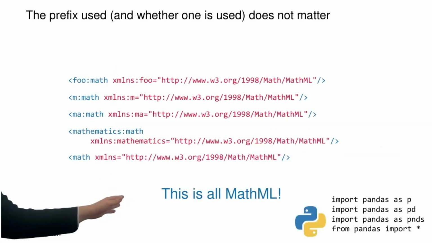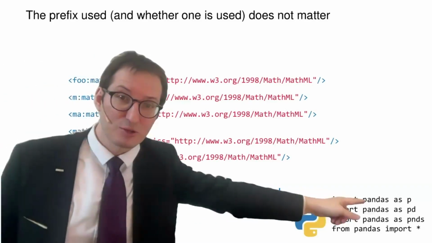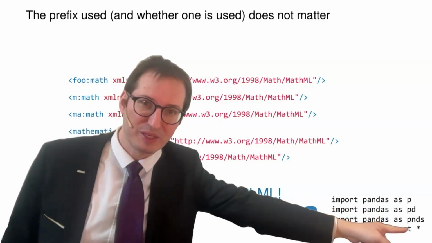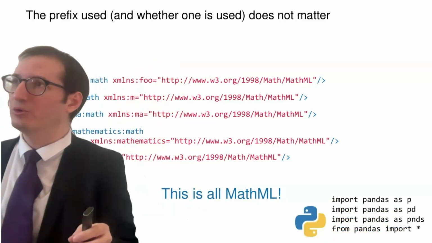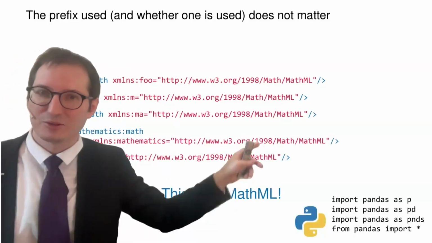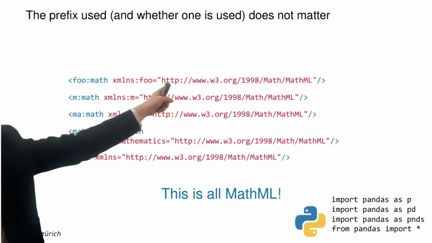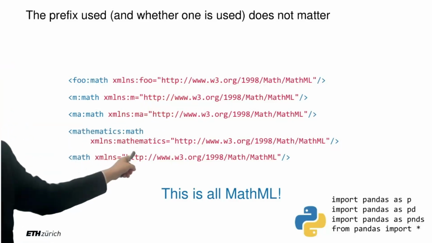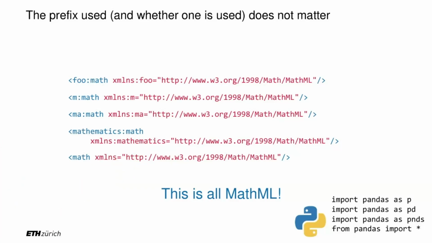Okay. Now, I insist, I've already said, in pandas, you could say import pandas as p, import pandas as pd, import pandas as pnds, from pandas import star. Do you agree that whichever way you use, it's still going to be pandas, right? It's the same thing here. It doesn't matter if you use the namespace MathML, can be foo, can be m, can be ma, can be math, or can even be nothing, just the default namespace. It's all the same. Okay?